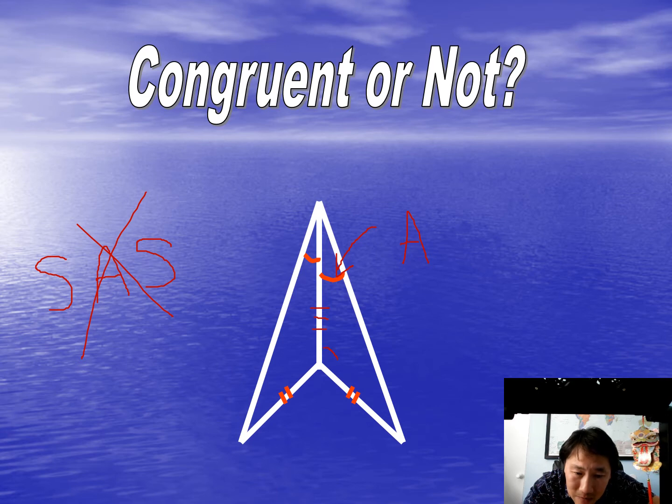So basically we needed this angle and this angle. That would have given us side, angle, side. So they gave us the wrong angle. So this one's not congruent. All right, that's a little bit tricky.